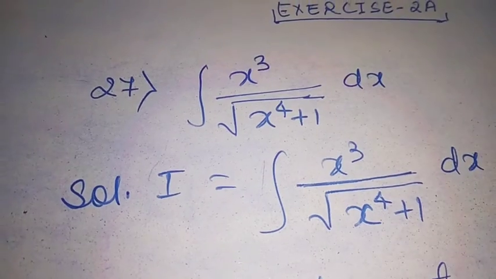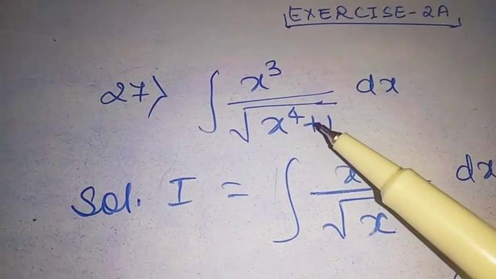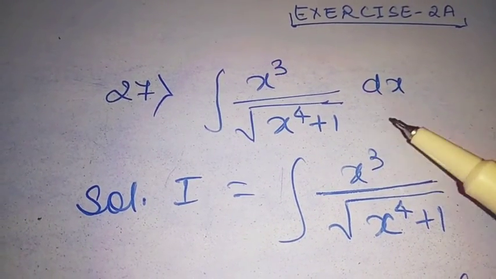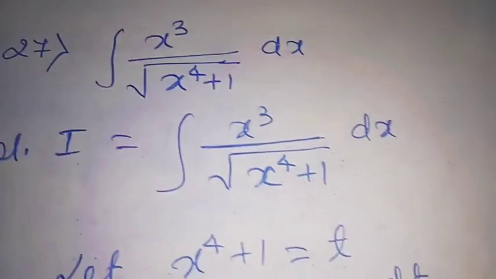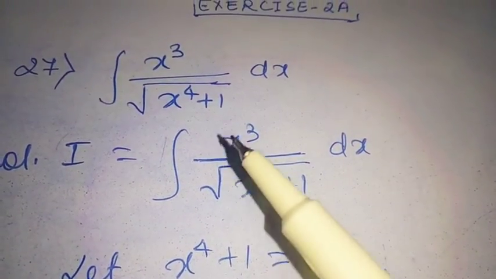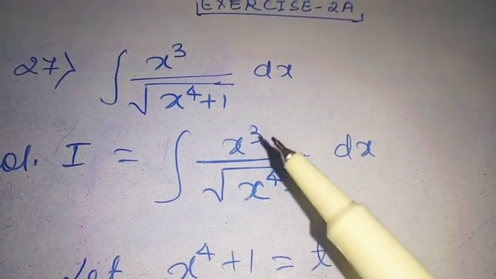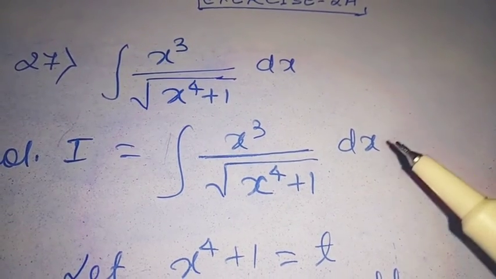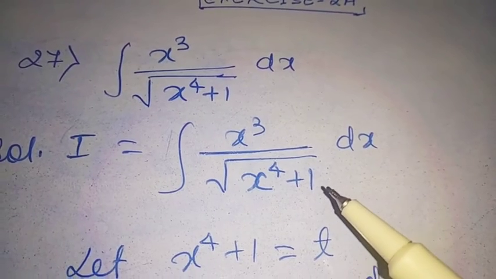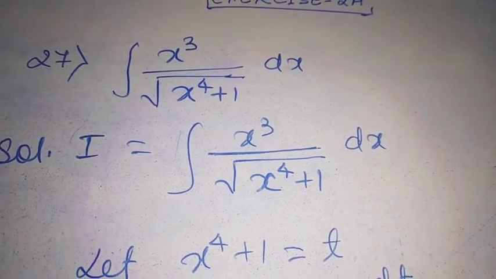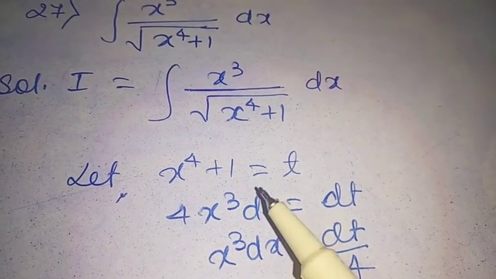Now see the next question. Integration of x cube upon square root of x to the power 4 plus 1 into dx. So it is also in the same pattern as the previous one. So you can see this is integration of x to the power 3 upon square root of x to the power 4 plus 1 into dx. For this question, we will substitute t in the place of this. So it is x to the power 4 plus 1, which is equal to t.